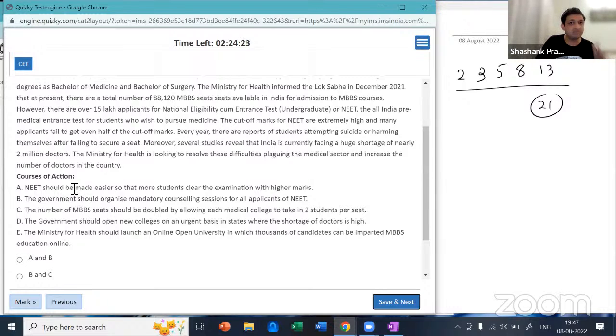NEET should be made easier. Doesn't matter how. Why should they make it easier? Should organize mandatory counseling sessions for all applicants of NEET. Sounds like a good idea, but 15 lakh applicants might not be practical. So practicality also has to be looked at. So B is iffy. A is out.